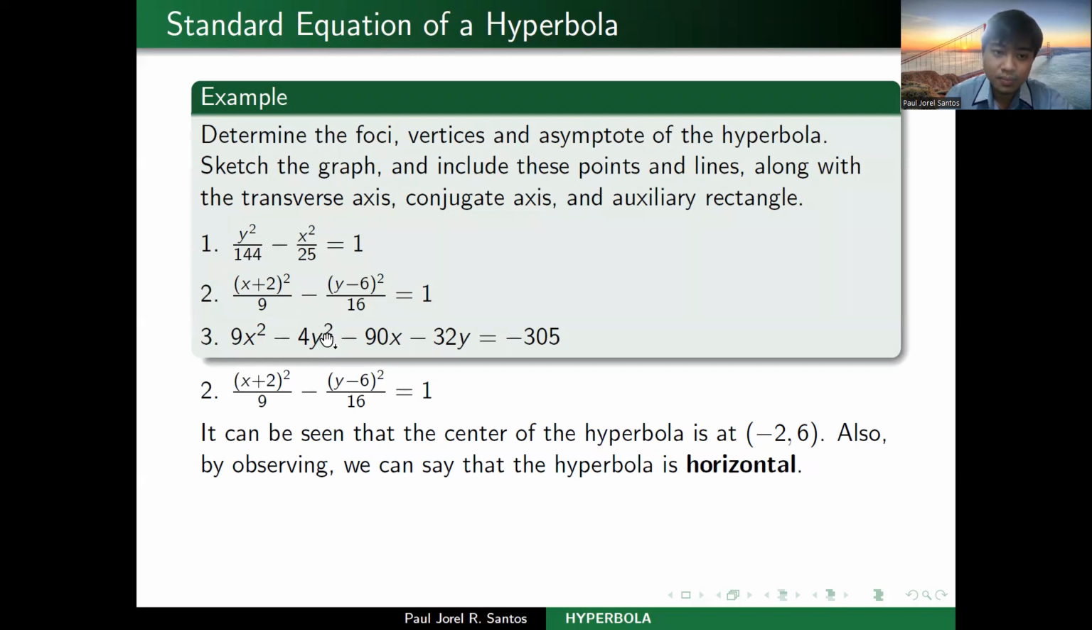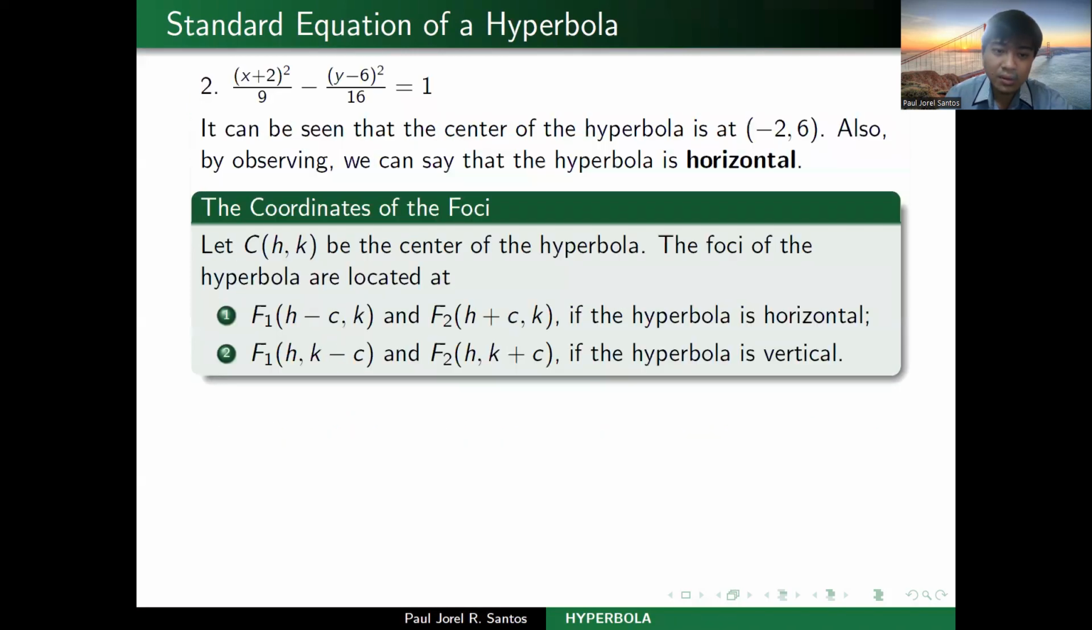Now, after doing so, we can determine the coordinates of the foci. Obviously, we will be using the first formula because the hyperbola is horizontal. But we do not know yet the value of c. To solve for c, we have c equals the square root of a squared plus b squared. a squared is 9 because that comes first, and b squared is 16. 9 plus 16 is 25, and the square root of 25 is 5.